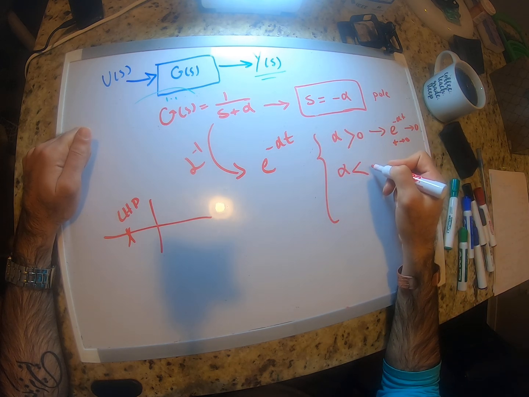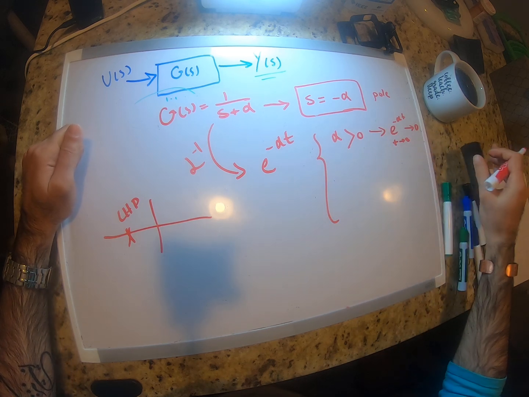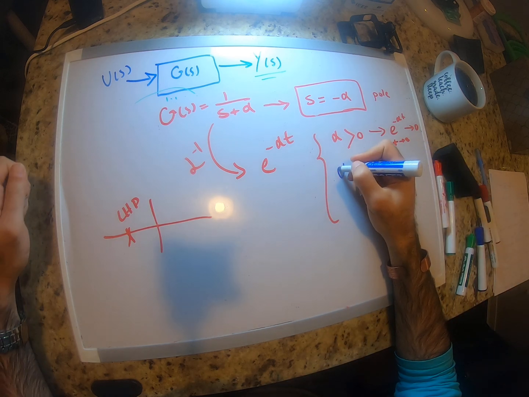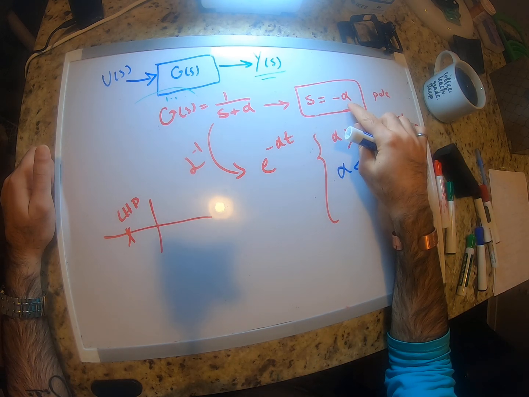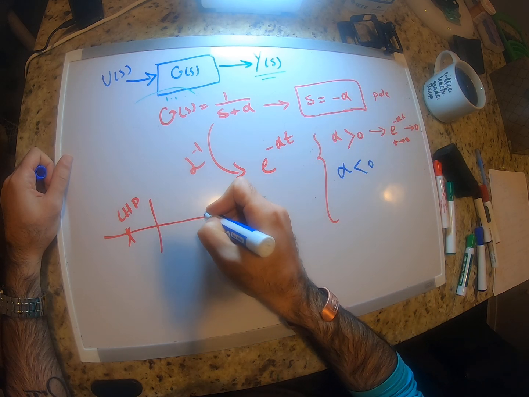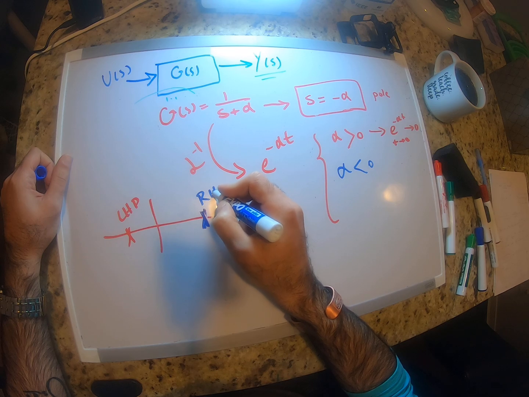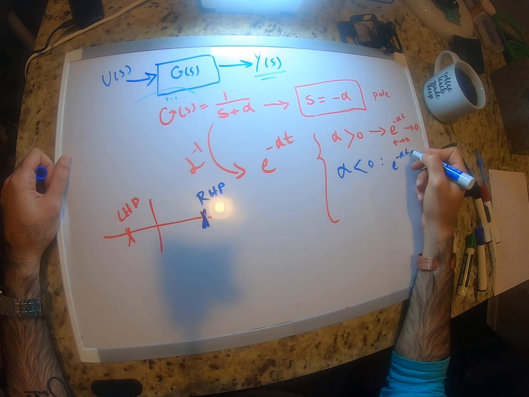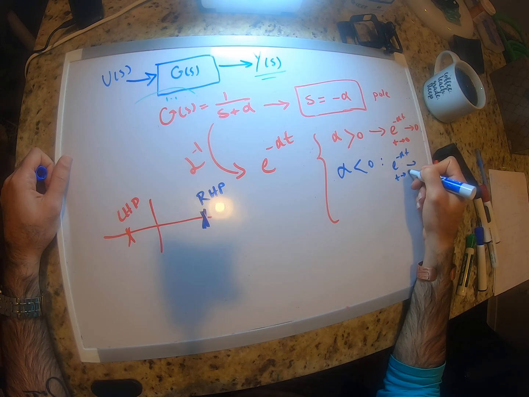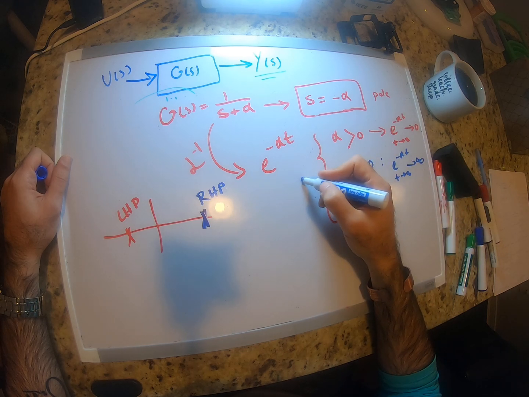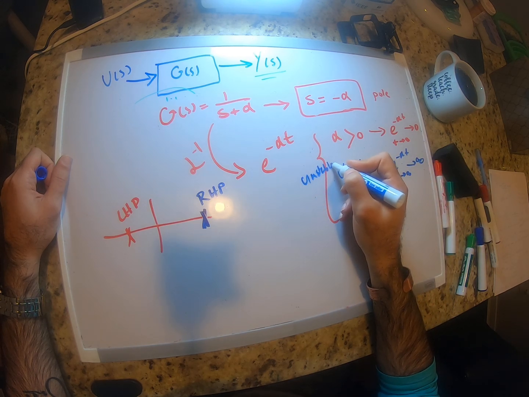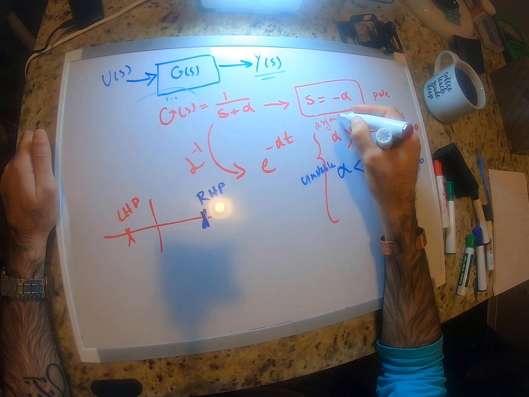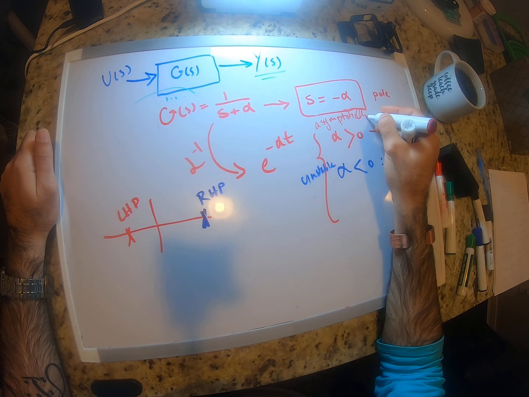If alpha is less than 0, it means that the pole is gonna be in the right hand plane, right? In this case, e to the power negative alpha t as t goes to infinity goes to infinity. So this is unstable. The previous case is asymptotically stable.